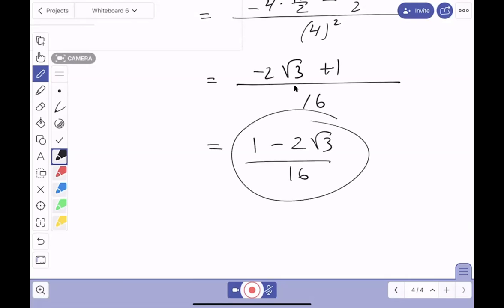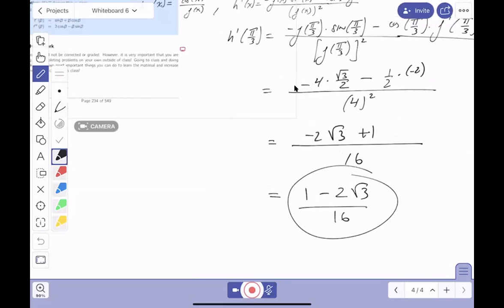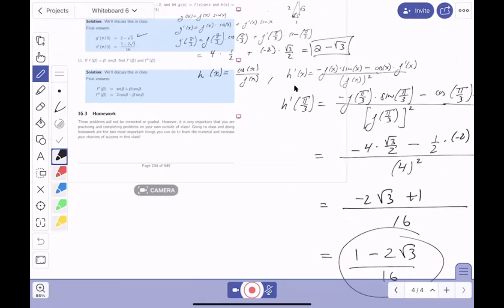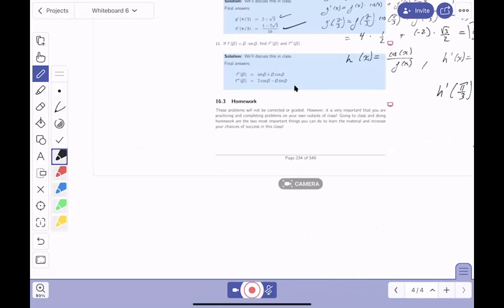You're probably going to hear me say this a billion times. Hopefully you're sick and tired of hearing it. Mistakes happen. I'm going to see if I got the right answer though. And what's the right answer? 1 minus 2 root 3 over 16. We did it right.